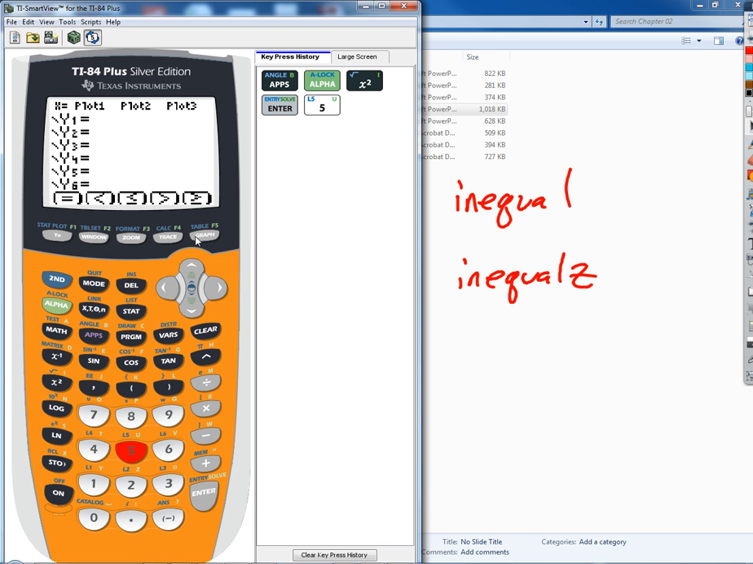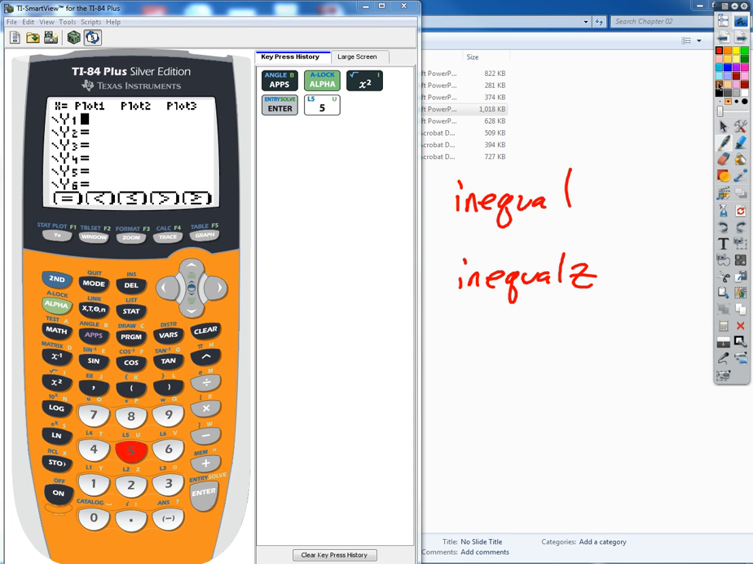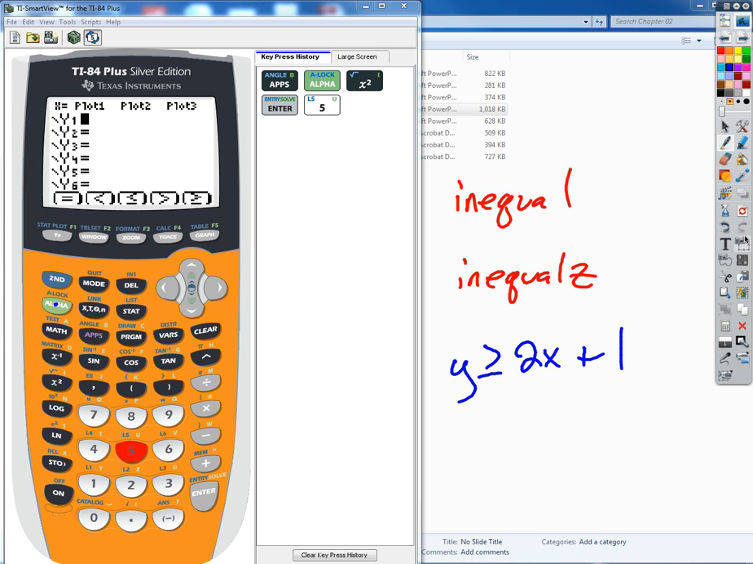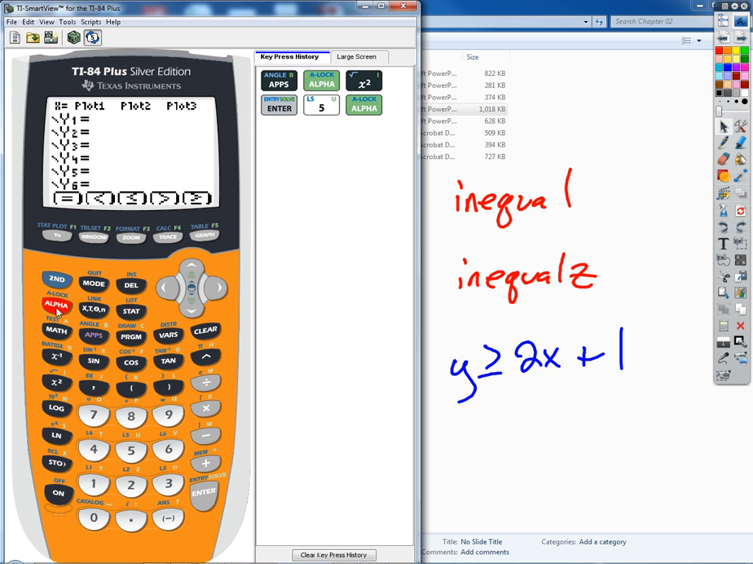Okay, so anyway, here's what you do. So if I want to put in an inequality, like let's say I want to put in the inequality, how about y is greater than or equal to 2x plus 1. Okay, so I'm going to hit the alpha key. And then notice that turns into a flashing A. And then I'm going to choose this key right here, for less than or equal to. Oh, I want greater than or equal to. That one.